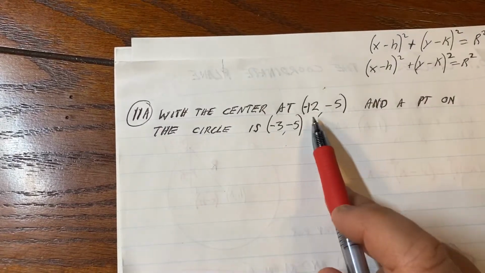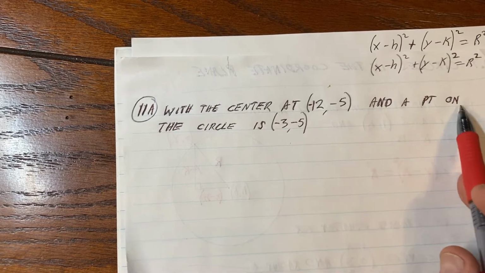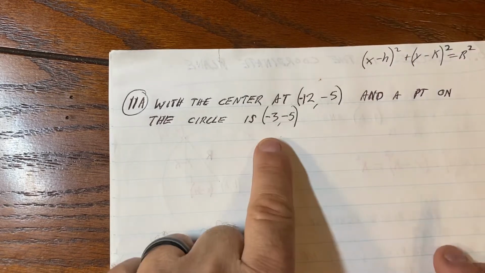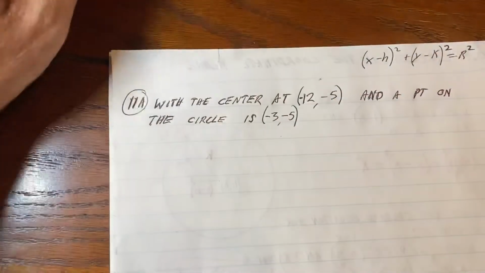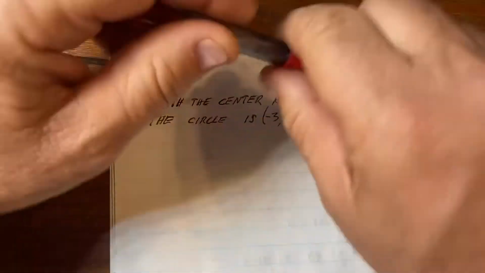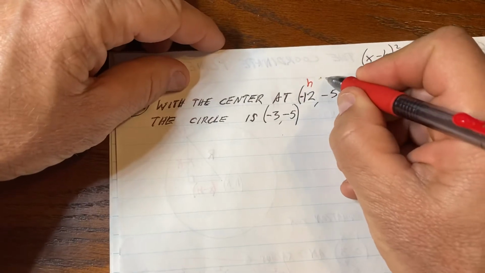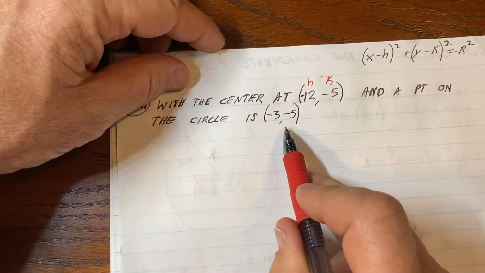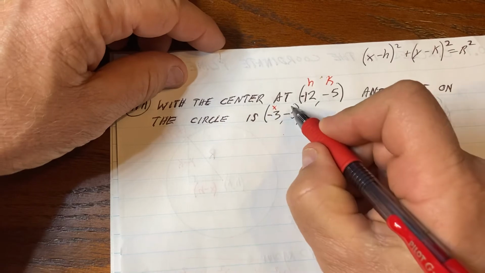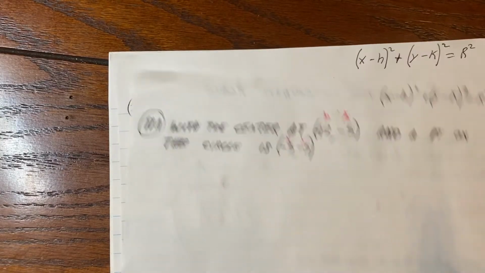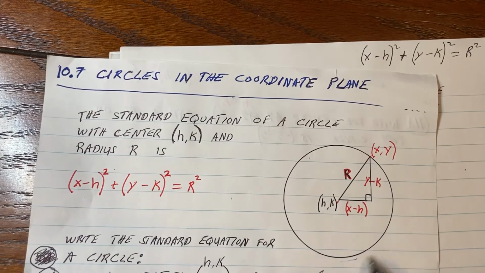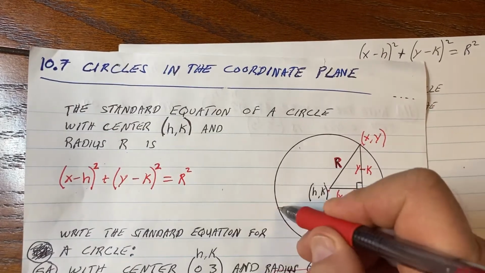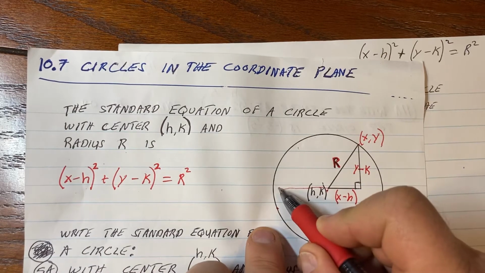Now, same thing. Write the standard equation for a circle with the center at negative 12, negative 5, and a point on the circle is negative 3, negative 5. What? Here's your center. There's your h, and there's your k. A point on the circle, that's an x and a y. H, k is your center. Your x, y, any point on the circle, you can make it. If I pick it right there, you can go zzz.